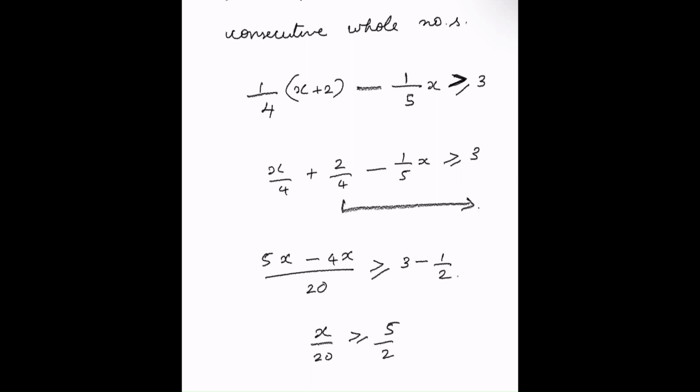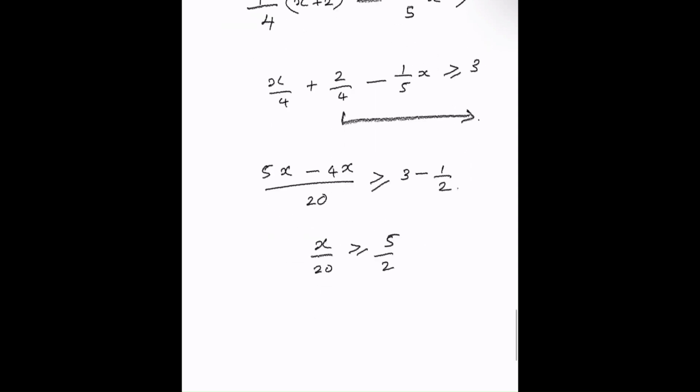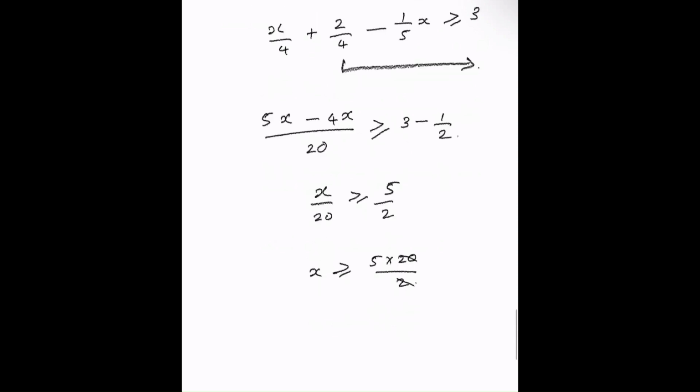6 minus 1 by 2 is nothing but 5 by 2. Now x is greater than or equal to 5 into 20 by 2. I'm cutting this and I'm getting 10. So x is greater than or equal to 50. Yes, so I'm getting x greater than or equal to 50. So fine. Now that's it. So x is greater than or equal to 50.